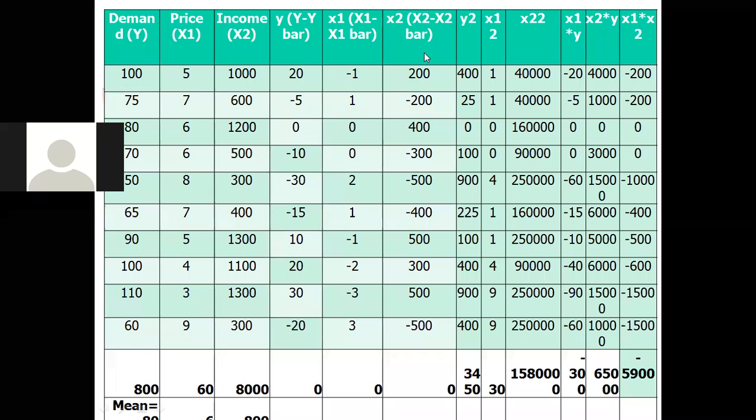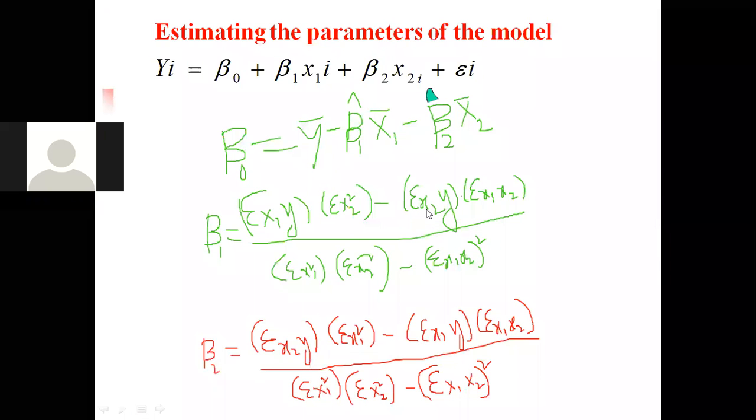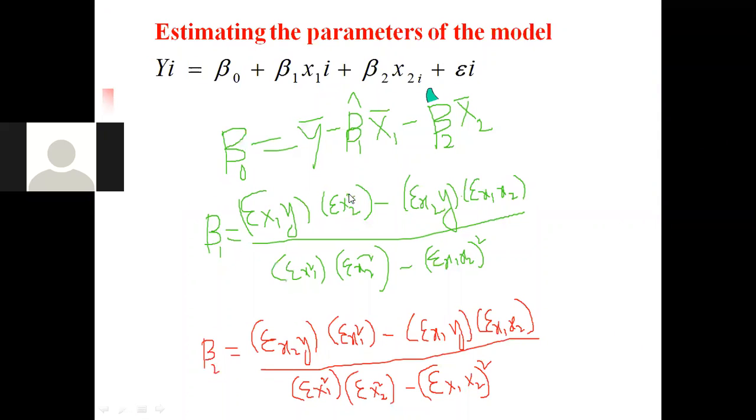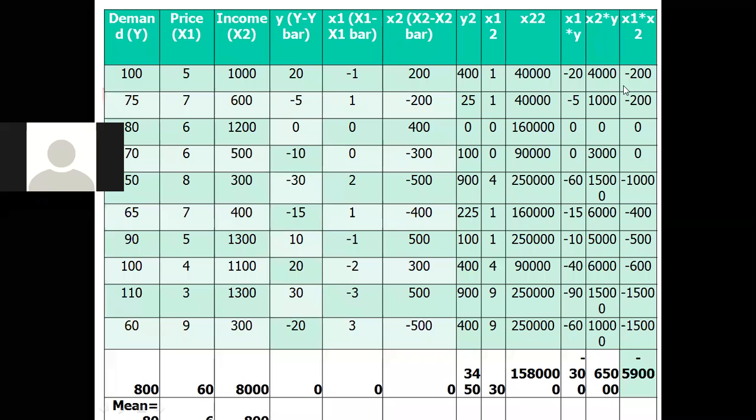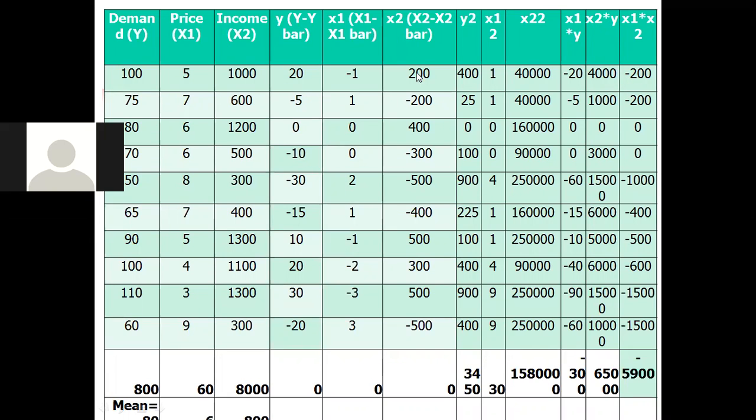Then x2 into y also. So here, x2 into y. Then we can go with the x1 square and x2 square, and x1 into x2. Then for x2 into y, what is small x2 here? Small x2 here is 200, and y is 20. So 20 into 200.